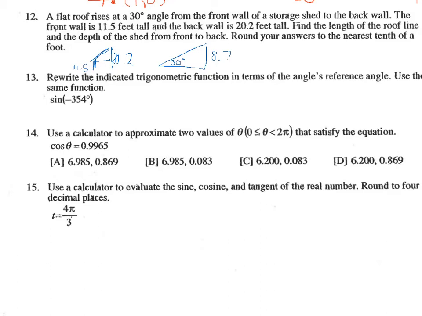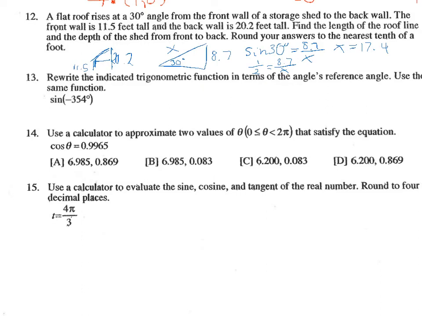Find the length of the roof line and the depth of the shed from front to back. So if we wanted to find first the length of the roof, that would be the hypotenuse. So to find the length of the roof, we would need to use sine, since we have the opposite side and we're looking for the hypotenuse. So we'd have the sine of 30 equals 8.7 over x. Hopefully we know that the sine of 30 is 1/2. So 1/2 equals 8.7 over x. And if we cross multiplied, we would know that x equals 17.4.